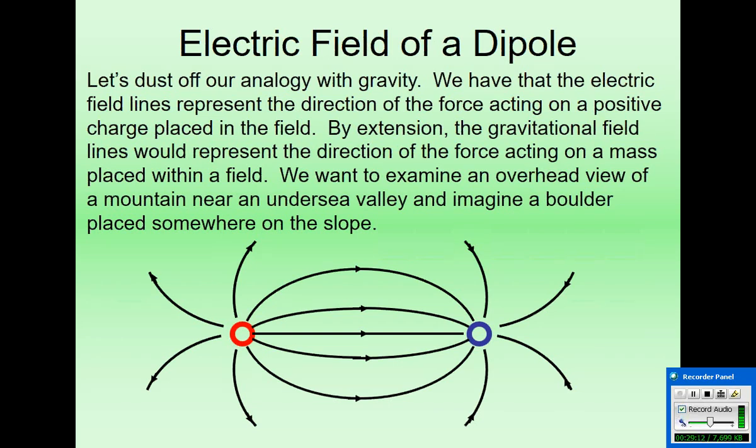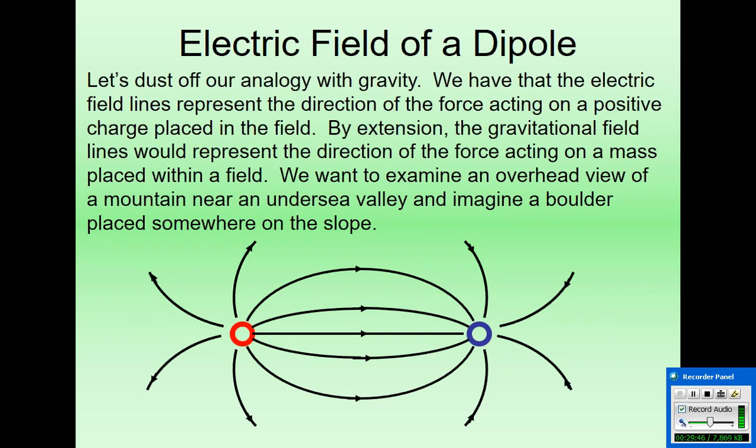So you can imagine each line from the positive charge terminating on the negative charge, and each line that terminates on the negative charge must have emanated from the positive charge. But in order to better understand this shape, I want to imagine the positive charge, which is represented by the red circle, as a mountain, and the negative charge represented by the blue circle as an undersea valley.